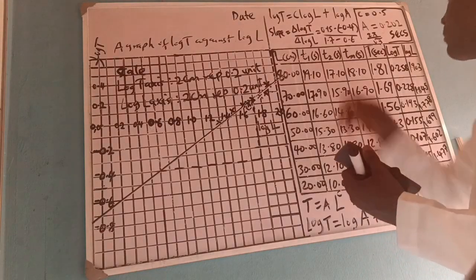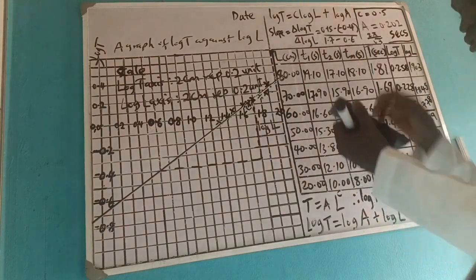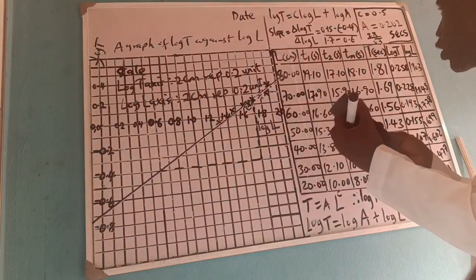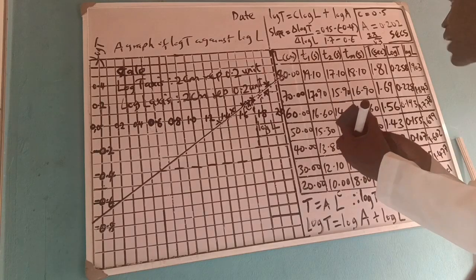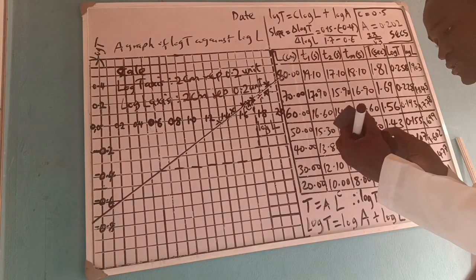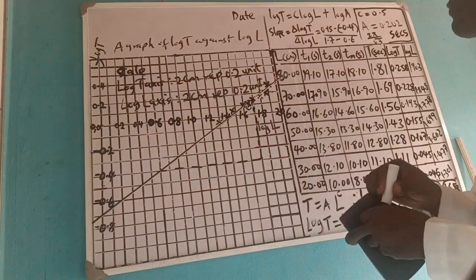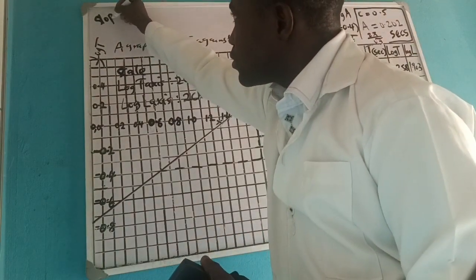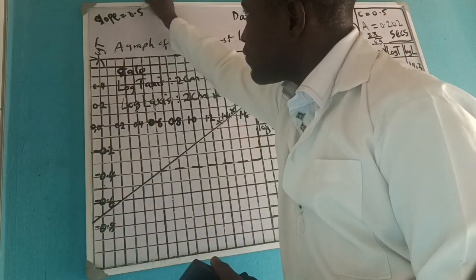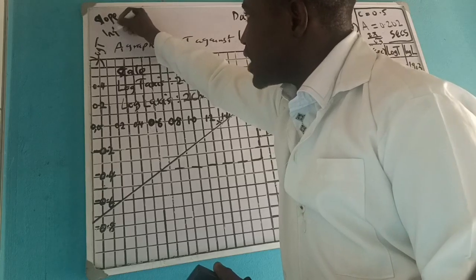Once you are done with that, you'll be able to get your slope. Let's use that. Minus times minus is plus. 0.15 plus 0.4 divided by bracket 1.7 minus 0.6. That is 0.5. You have your slope to be equal to 0.5. What is your intercept?